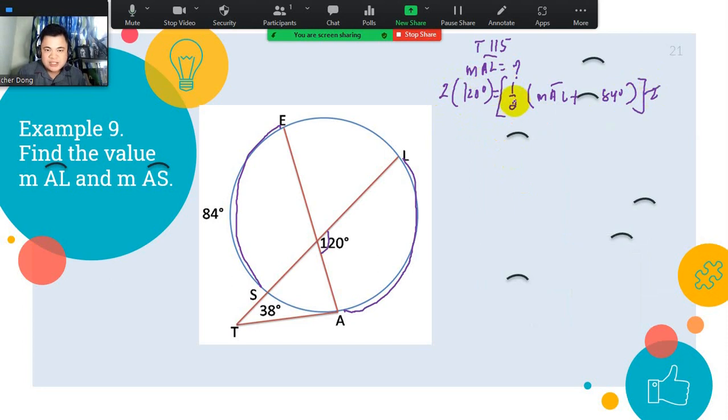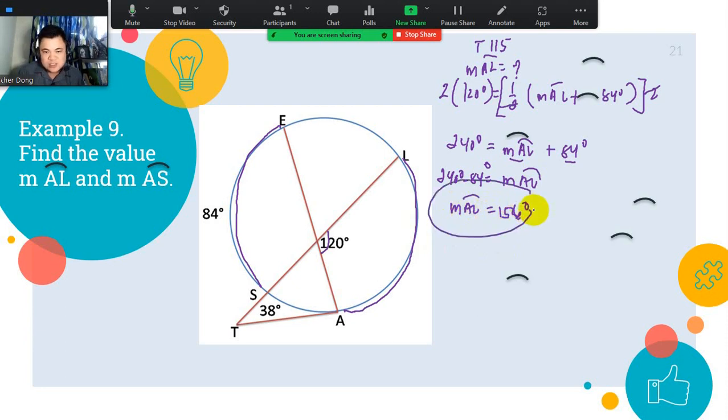So we will cancel 2 here. So 2 times 120 degrees is 240 degrees equals measurement of arc AL plus 84 degrees. And then, we have to isolate arc AL here. It is 240 degrees minus 84. Opposite of positive 84 is negative 84 equals measurement of arc AL. So we will now subtract 240 degrees minus 84. So the answer is 156 degrees. So the measurement of arc AL is 156 degrees.